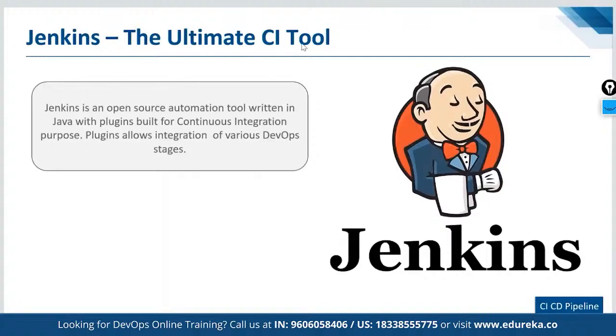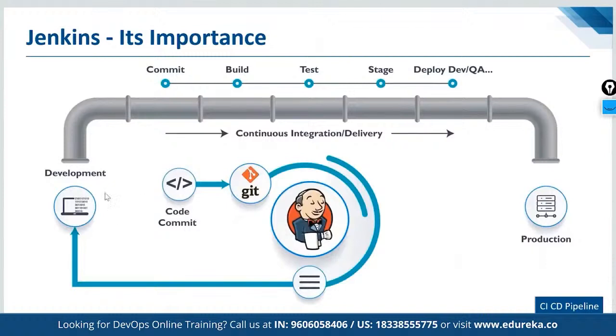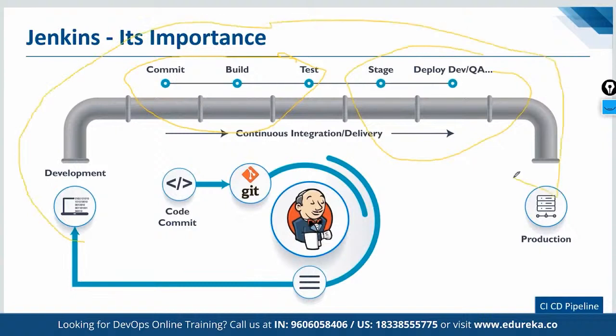So the ultimate tool for CI is Jenkins, as I explained. You can create a pipeline from development to production, as I explained in CI/CD. Initially you will be working on the continuous integration cycles, then you'll be working on delivery and deployment cycles, which enables you to move from start to end using Jenkins. We have just seen the power of Jenkins.